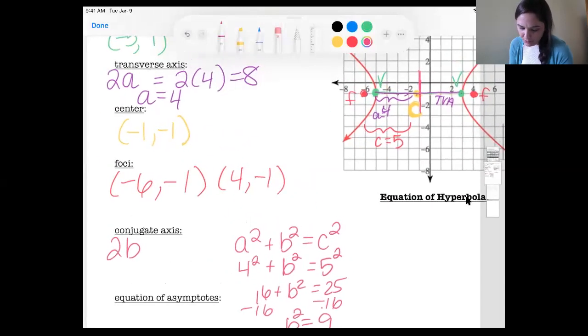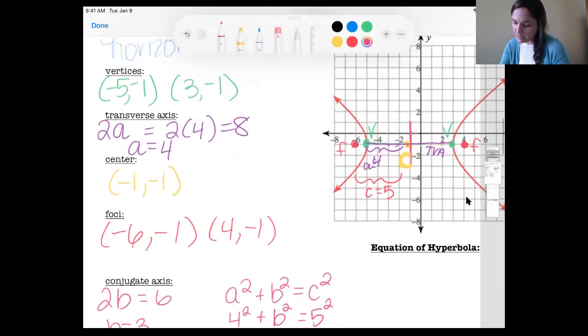All right, so if b is 3, 2b must be 6. So my conjugate axis is going to be 6 units long, 3 units up and down from my center. So 1, 2, 3. I could call this my covertex. It's not a real vertex because it's not an actual point. It's just a guideline. And then 1, 2, 3. There it is. I'm going to mark those with dashes because they're not actual points, but I still will call them my covertex. And then I've got my conjugate axis here, 6 units long.